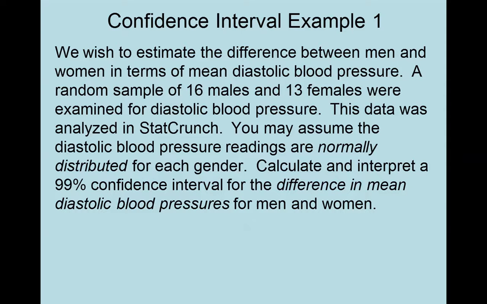So suppose in the first example, we're interested in estimating the difference between men and women in terms of mean diastolic blood pressure. A random sample of 16 males and 13 females were examined for diastolic blood pressure. This data was analyzed in StatCrunch, and we'll look at that output. You can assume diastolic blood pressure readings are thought to be normally distributed for each of the genders. And what we want to do is calculate and interpret a 99% confidence interval for mu1 minus mu2, the difference in mean diastolic blood pressures for men and women.